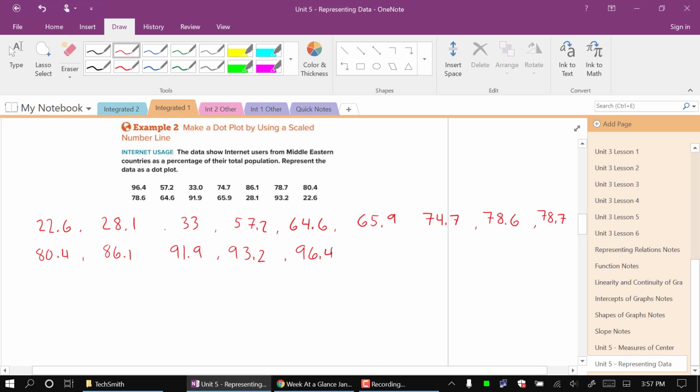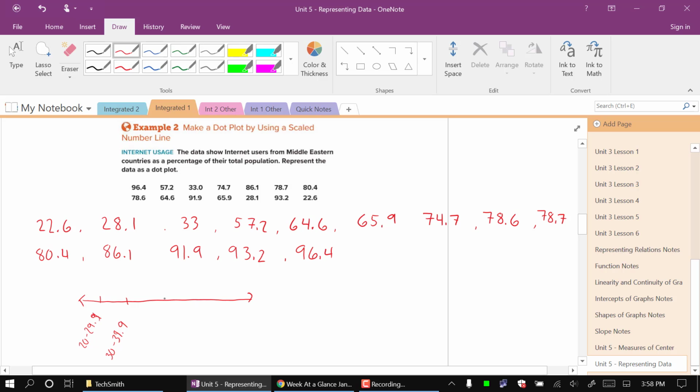Now we're going to start making our number line. Our smallest number is 22, and our largest number is 96.4. And I'm going to make a number line, and each of my scale jumps is going to be by 10. So what does that mean? My first point right here is going to be from 20 to 29.9. My second one is going to be from 30 to 39.9.